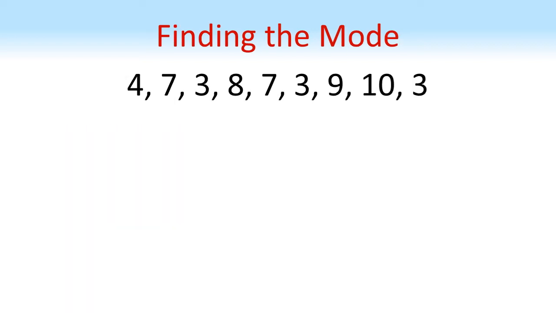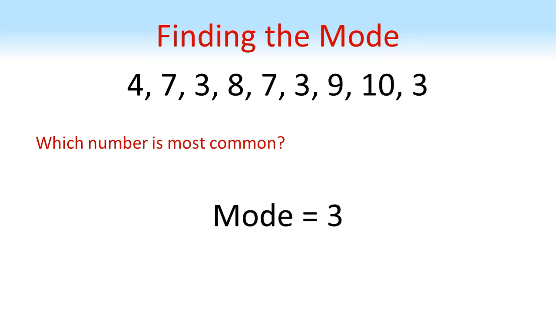We're now going to find the mode. This is probably the easiest of the three. The mode is just the one that happens most often, the most common number. Looking at our list, we can quickly see that there are 3 3s. It appears more often than anything else, so the mode is 3.